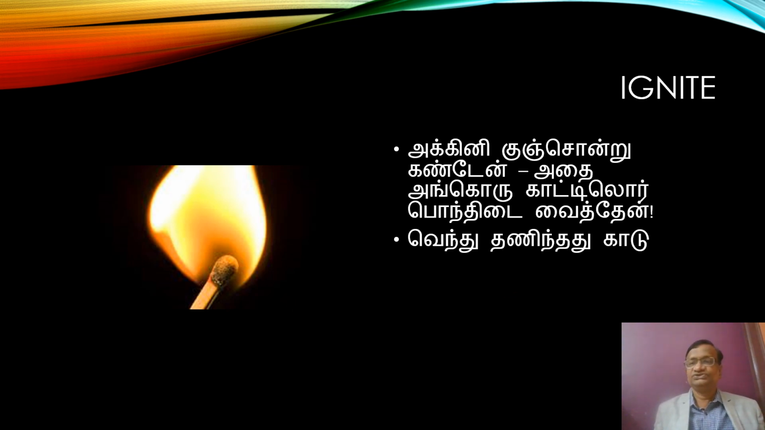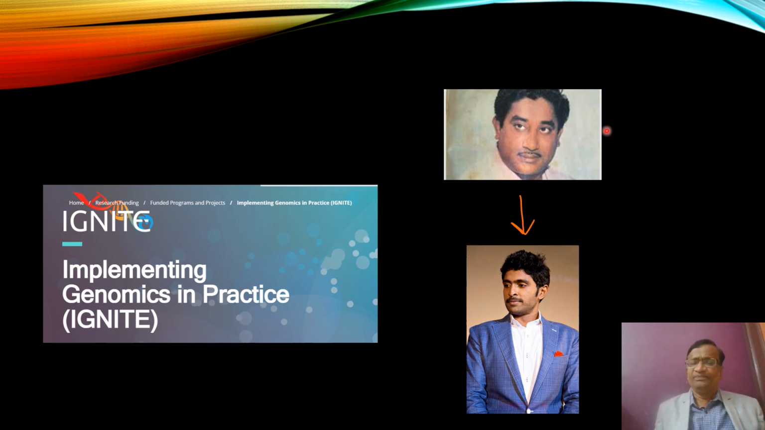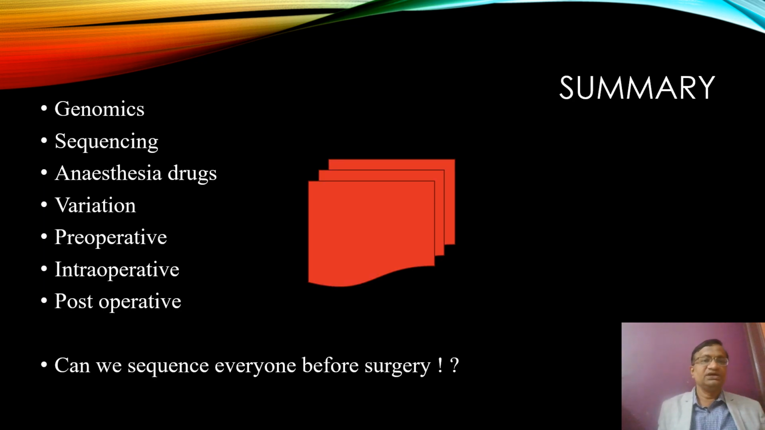Ignite. So what is ignite? Implementing genomics in practice. That is what is ignite. Previously, 20 years ago, we didn't do echo at all. We didn't even do ECG for many patients, 20-25 years back. Hemoglobin, blood urea, sugar, and in some cases blood grouping. But now we do prothrombin time, we do ECG, and for those more than 65 years we do echo. We have to change. Sometimes from now, yes, it can happen: do a genomic sequencing before surgery.